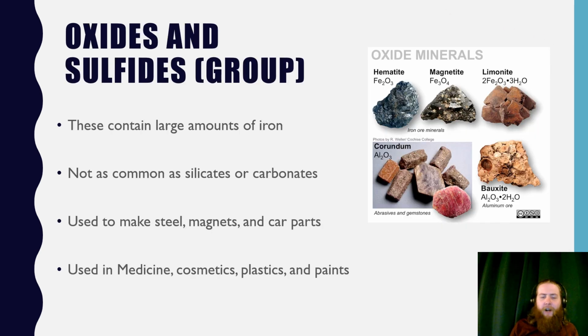Another group are the oxides and sulfides. Both of these contain large amounts of iron. They're not as common as our silicates or carbonates. We use them to make steel, magnets, and car parts, medicine, cosmetics, plastics, and paints.